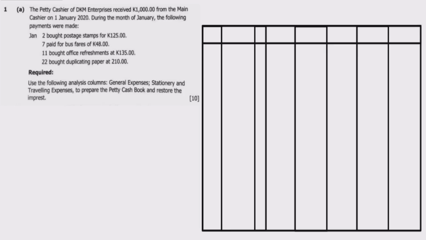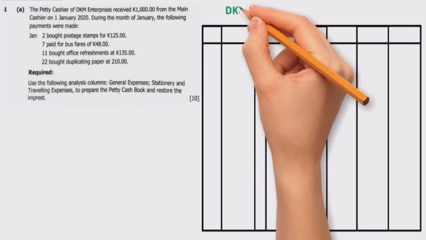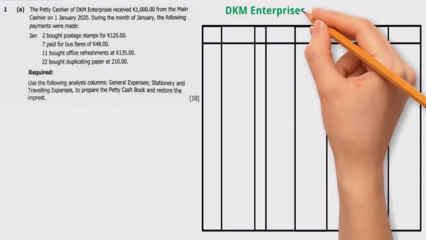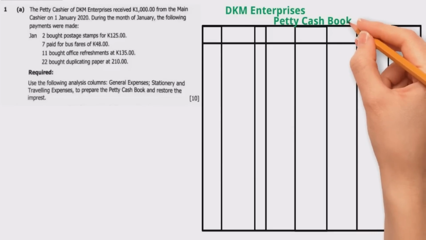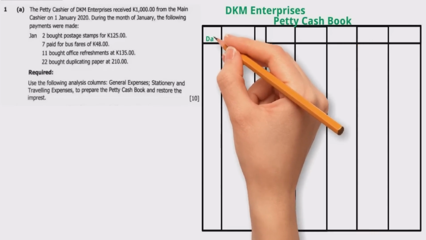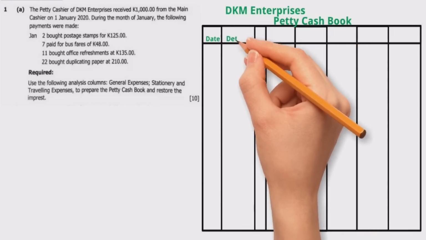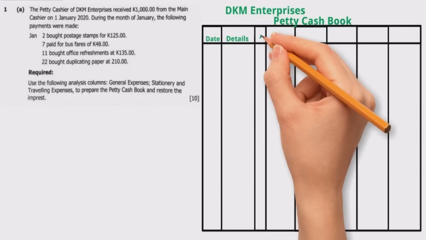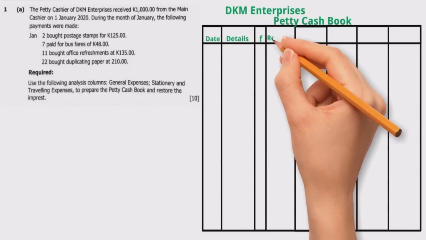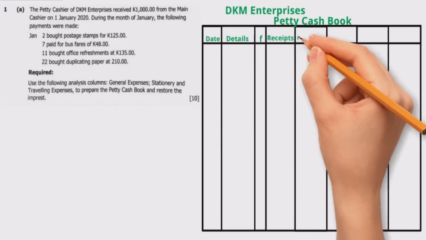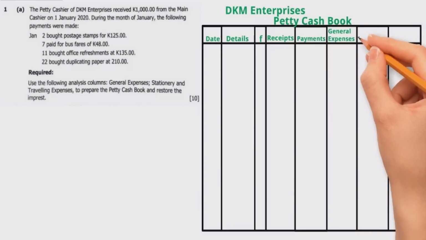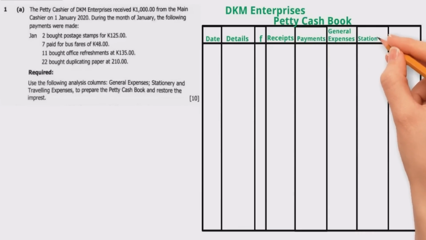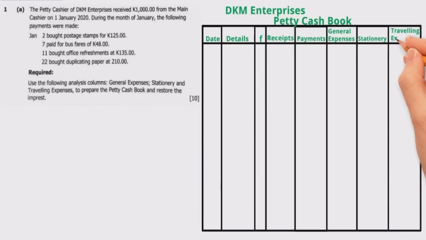Then before we start entering records, we should start first by giving it the title. So this is the DKM Enterprise Petty Cash Book. Then here on the top, I'm going to write the date, details, F, then receipt, payment, general expenses, stationery, traveling expenses. So those are the columns I'm going to have. So let's start entering these.